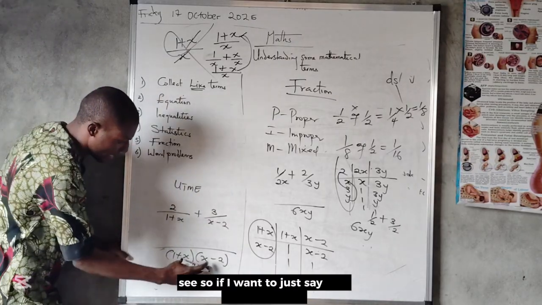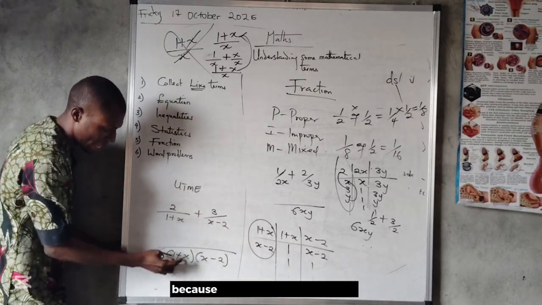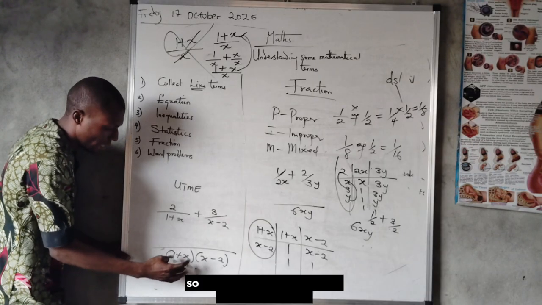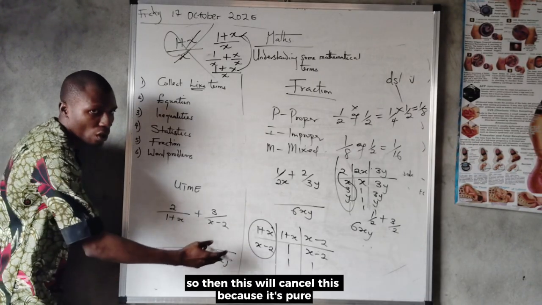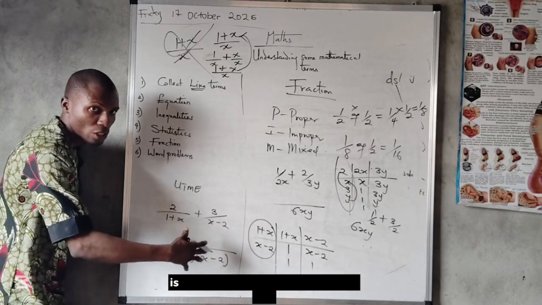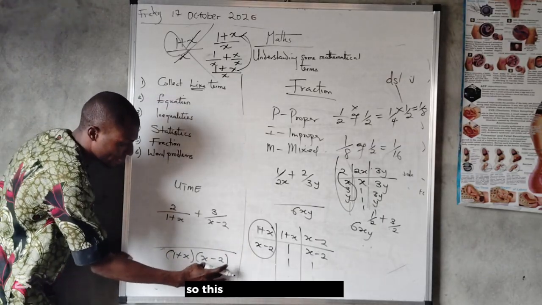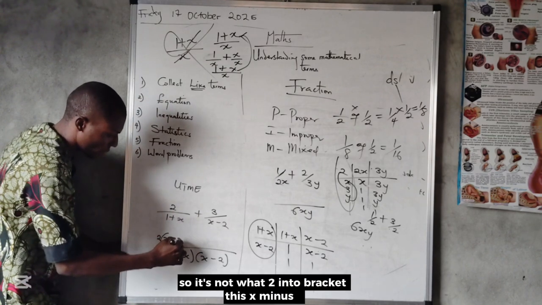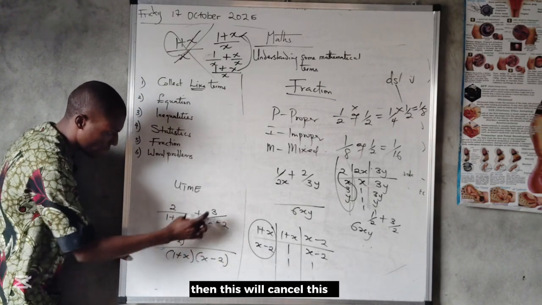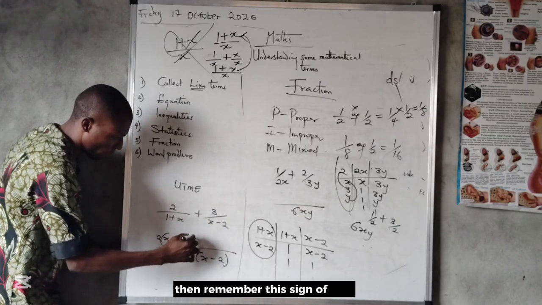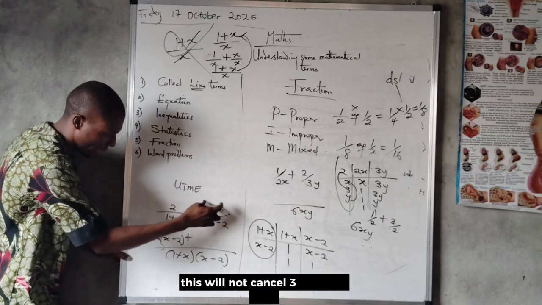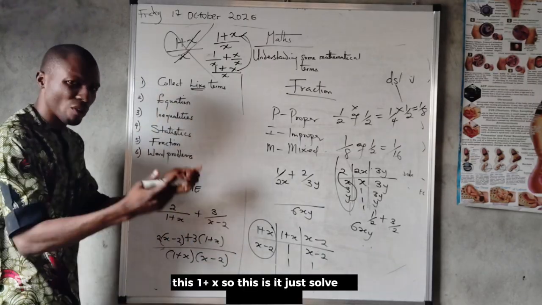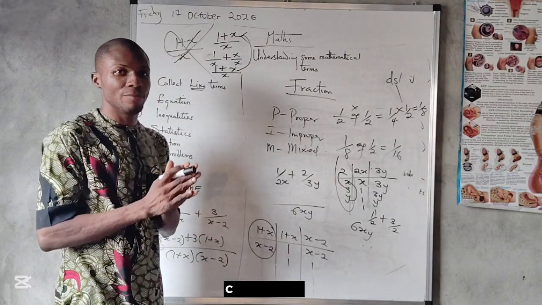See, so if you want to just say this divided by this will cancel, right? Because they are exactly the same. And there's no plus here, right? So then this will cancel this because it's pure multiplication. So this will now times with this. So it will now go 2 into bracket x minus 2. Then this will cancel this 3. Then remember this sign of plus. This will now cancel 3 and this 1 plus x. So this is just solved. As simple as ABC, right?